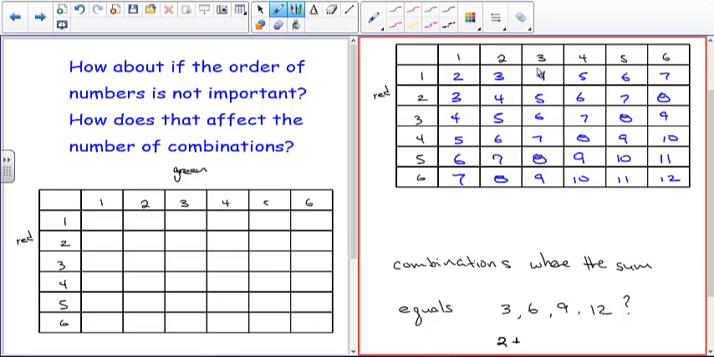How many have 6 as a sum? 1, 2, 3, 4, 5. So there are 5 that have 6 as a sum. 9: 1, 2, 3, 4. 4 that have a sum of 9. And there's 1 that has a sum of 12.